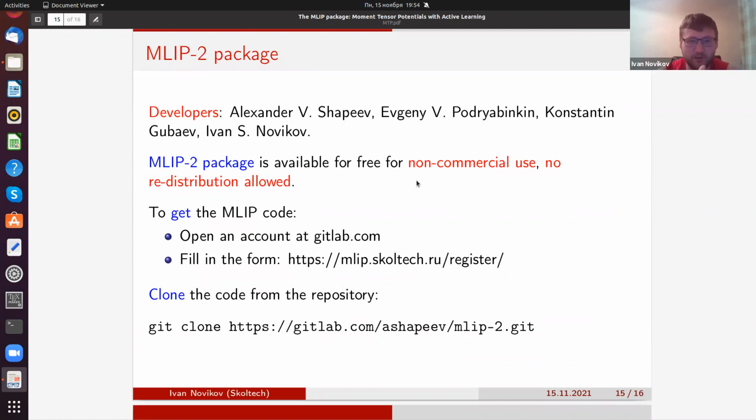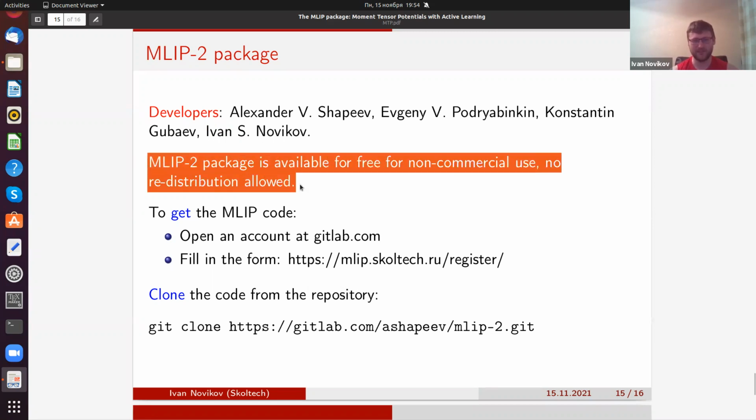Now I will say several words about the MLIP2 package. It was developed at Skoltech by Alexander Shapeev. Evgeny Podryabinkin developed together with Alexander Shapeev the so-called active learning algorithm. Konstantin Gubaev implemented the form of moment tensor potential. And I suggested the so-called concept of commands in the MLIP code and implemented other things. So there are 4 developers. What should I emphasize? MLIP2 package is available for free for non-commercial use, please, non-commercial, and no redistribution allowed. So please remember this.